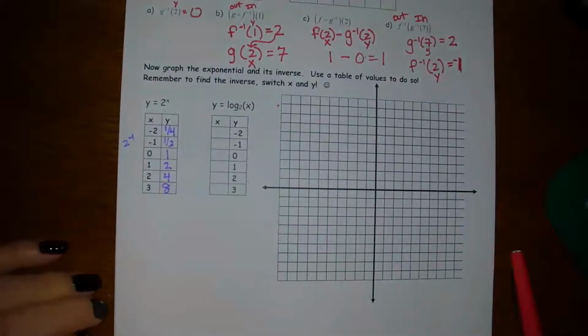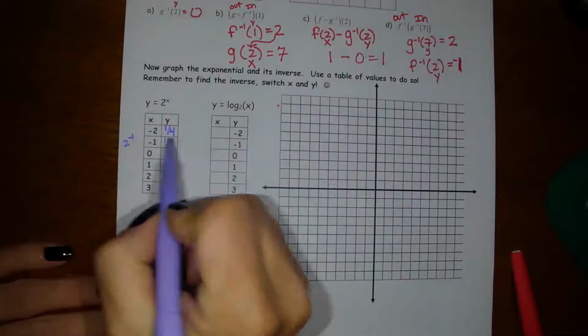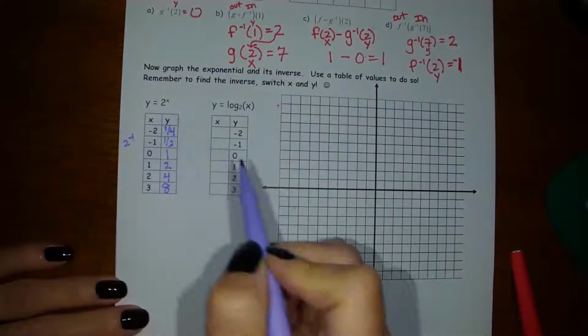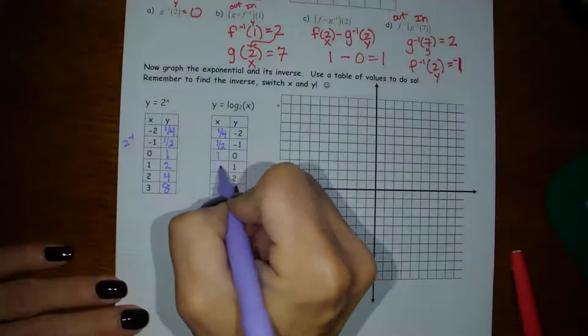So to find the inverse of this, you simply switch x and y. So these are going to become your y's. These will be your x's. See how easy that is? Woohoo!